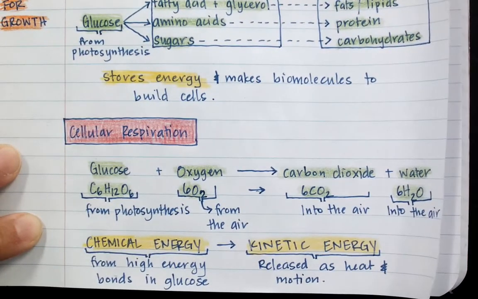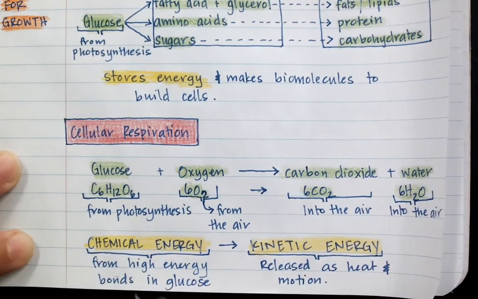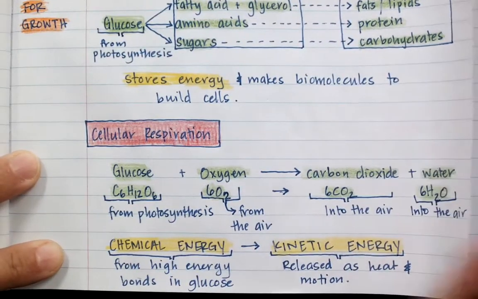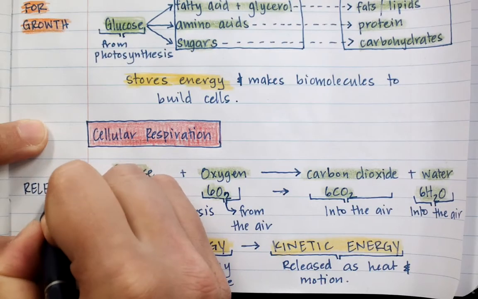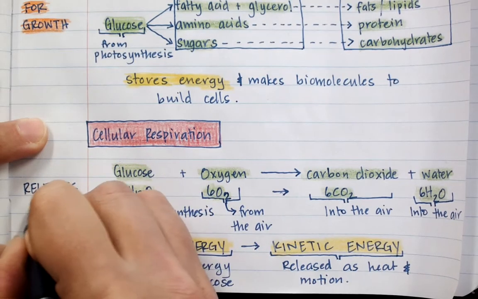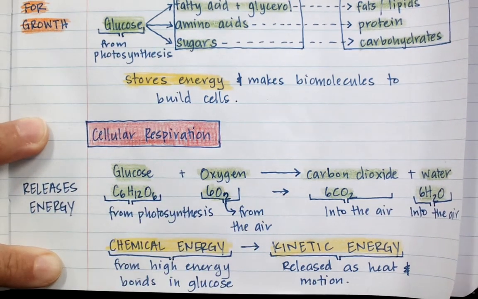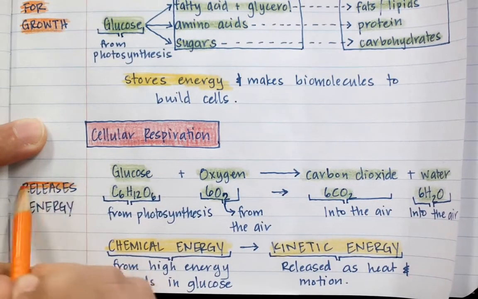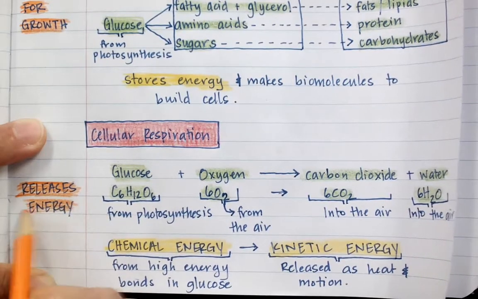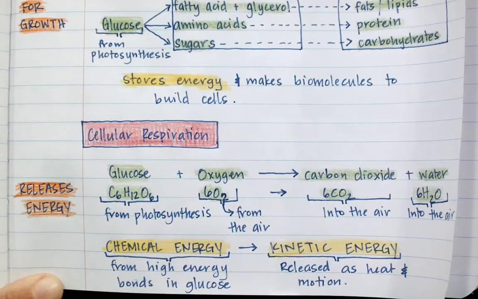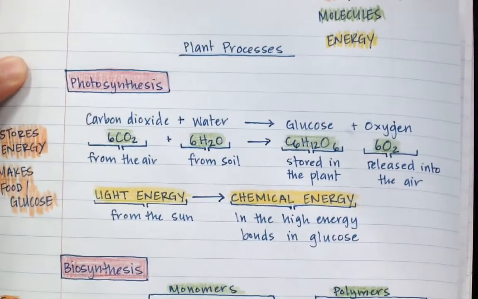All right, last thing on here. What is the purpose of this? Well, the purpose of this is everything needs energy, and this is going to release energy. So the energy was stored, and now it can be released so that it's usable by our plant. And there we go, plant processes. There are 3 processes: cellular respiration, biosynthesis, and photosynthesis.